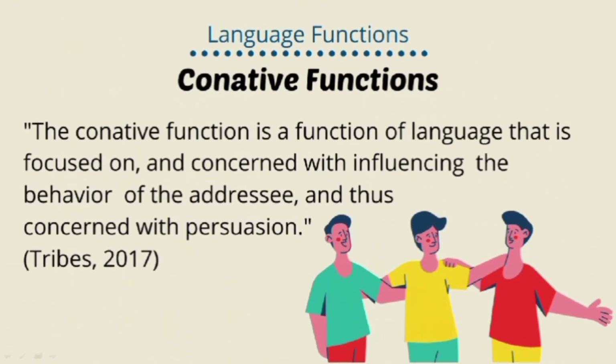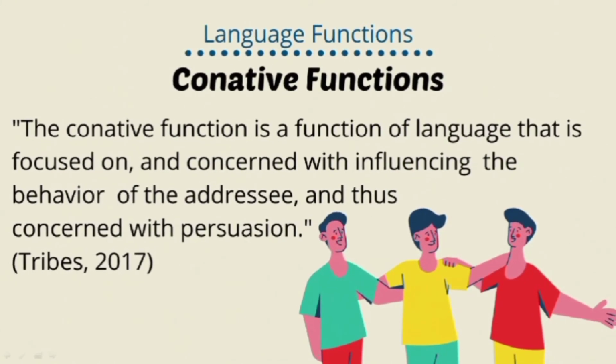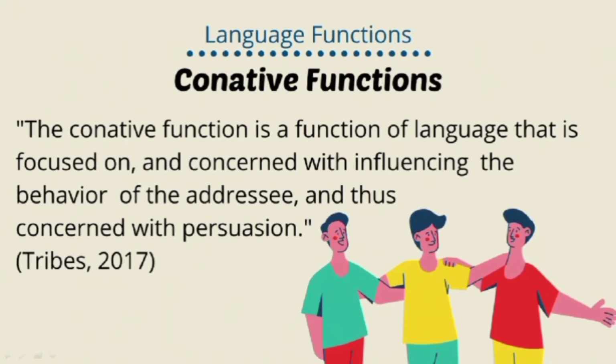Okay, now let us discuss the conative function. The conative function aims to cause a reaction in the addressee. According to Tribes 2017, the conative function is a function of language that is focused on and concerned with influencing the behavior of the addressee and thus concerned with persuasion. The conative function is a function used to influence a person with speech to perform an action that the speaker or sender says.